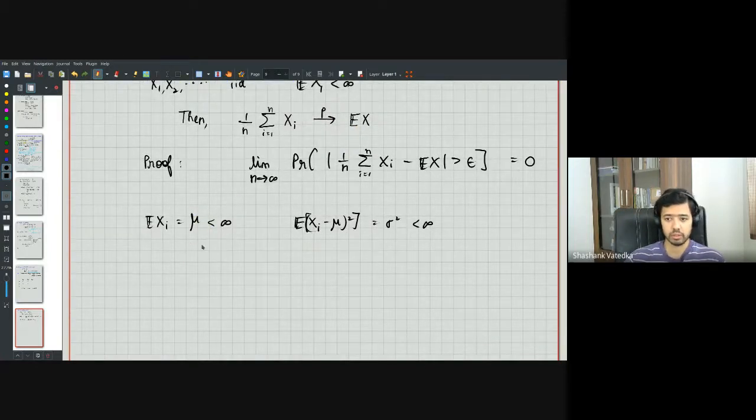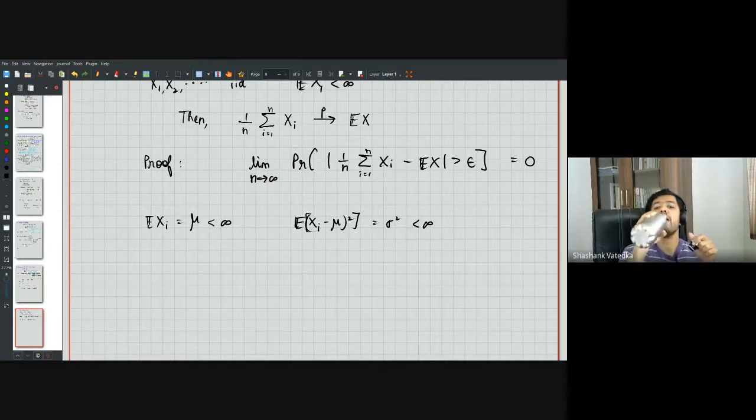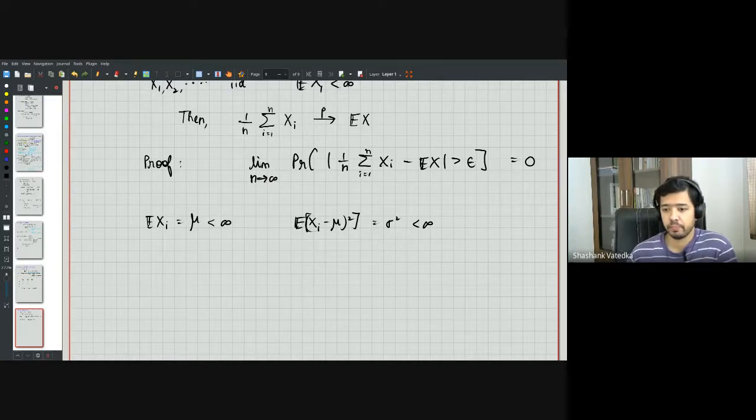Okay, so any thoughts? How would we show this? We want to basically prove this statement over here, right? So what can we use to prove it? Can we use some of the tools that we've already studied in the previous class? Okay, inequality. What inequality? Exactly. So you can use Chebyshev inequality, right?